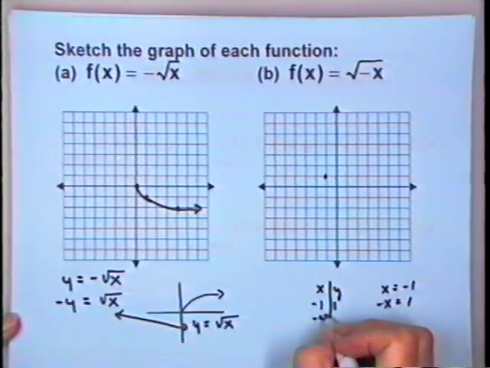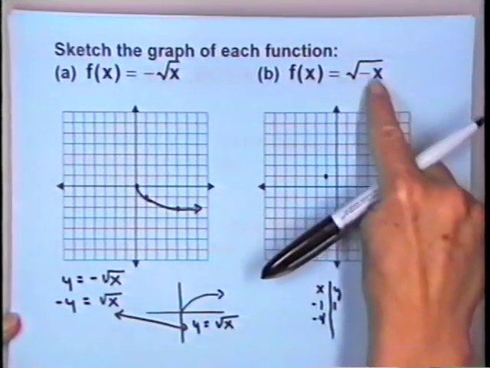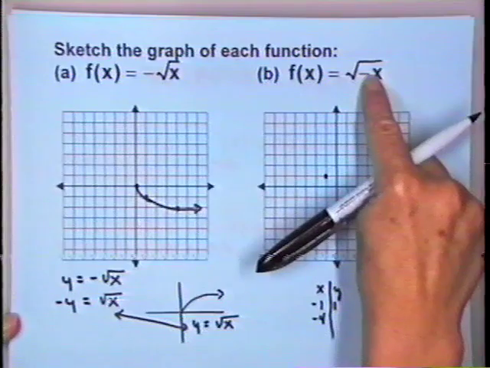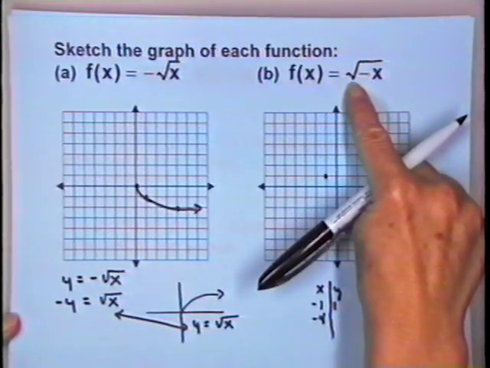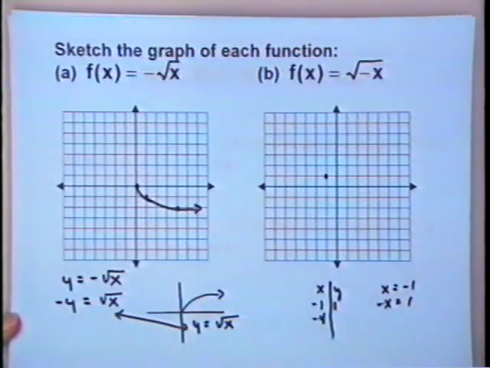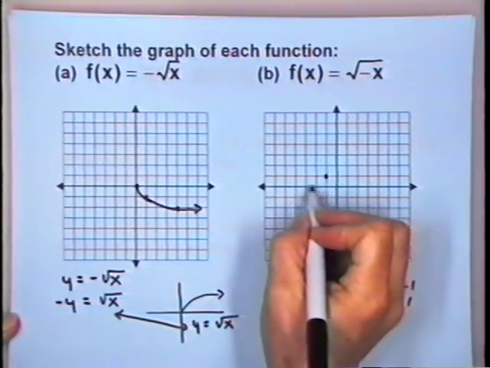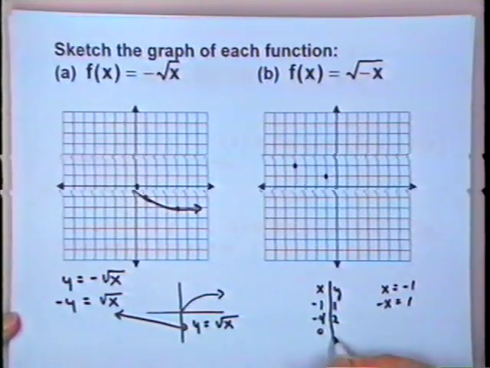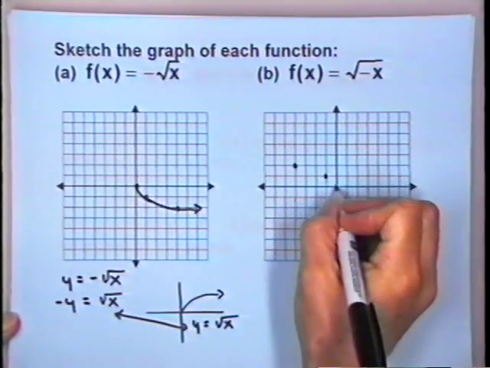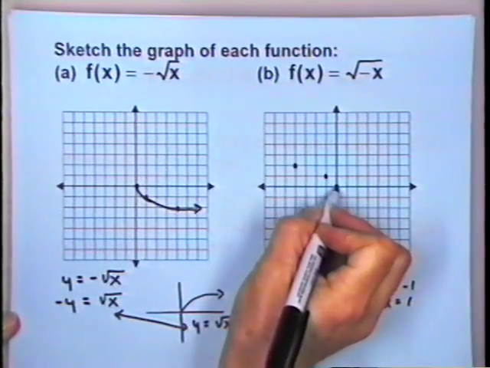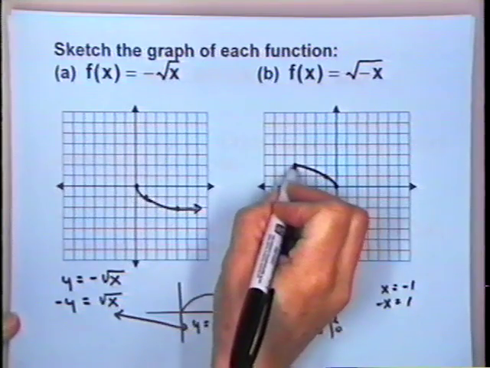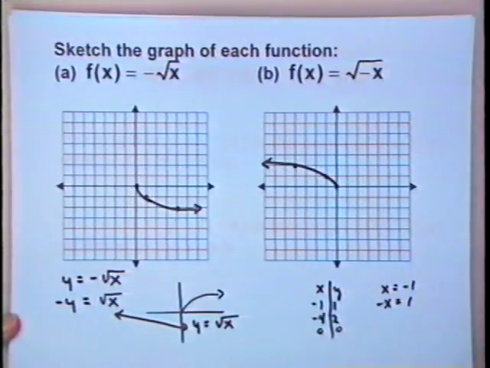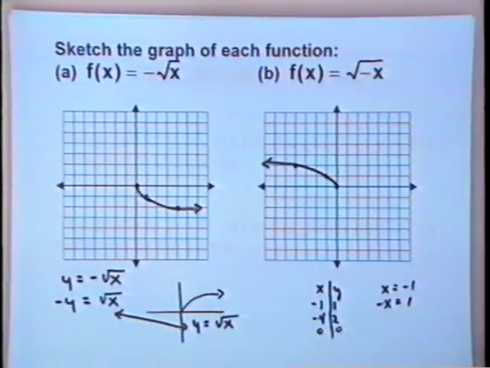Notice if x is negative 4, minus x is going to be positive 4, and I'm looking for the principal or positive square root of 4, which is 2. So whenever x is negative 4, y is 2. I want you to also notice, of course, if x is 0, minus x is still 0, and the square root of 0 is 0. Again, if you get a few more points, you can finish out a little bit more of this graph, but I want you to notice this graph looks like that.